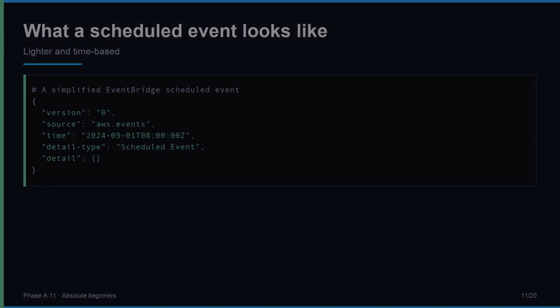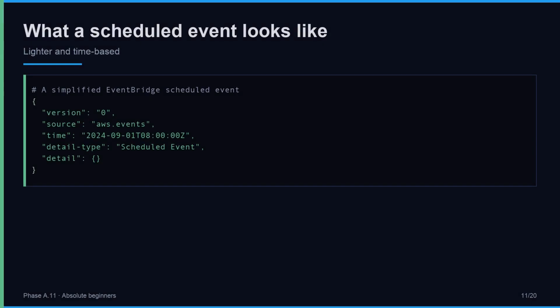Richer payloads. When a Lambda runs on a schedule, say, every morning at 8, the event looks different. It comes from EventBridge, not an API. You see a source field set to aws.events, a time field with the trigger moment, and an empty detail object.